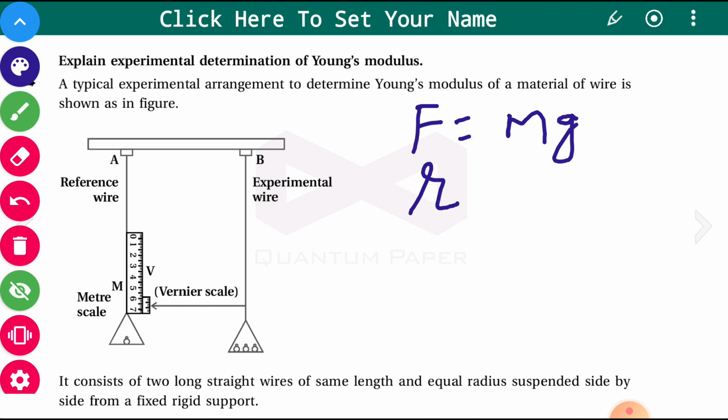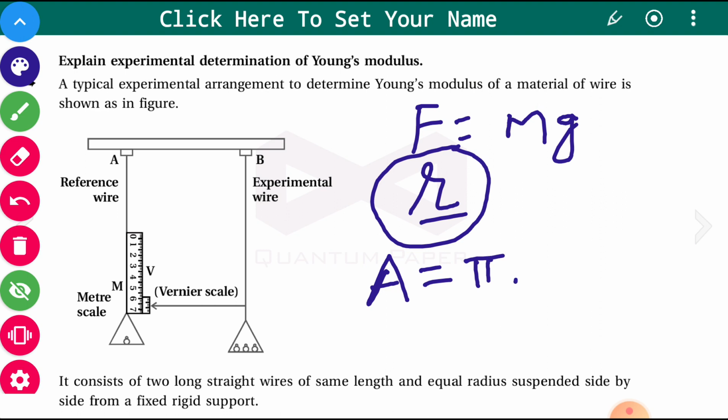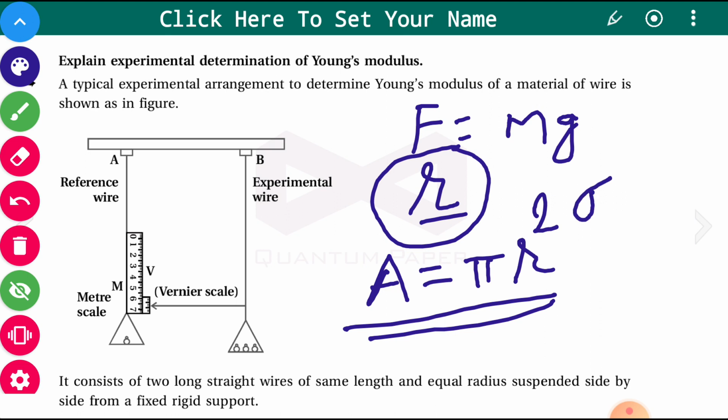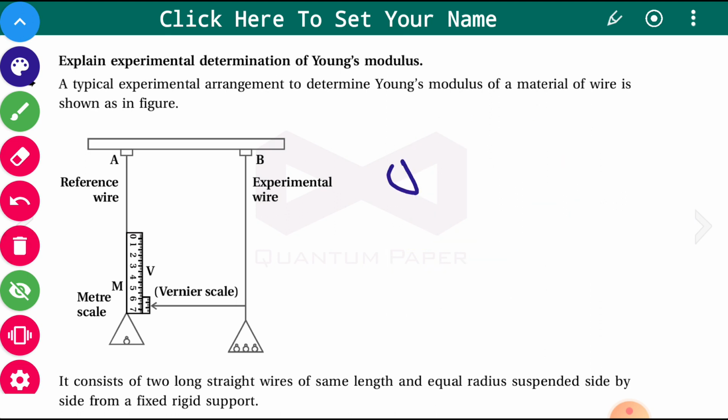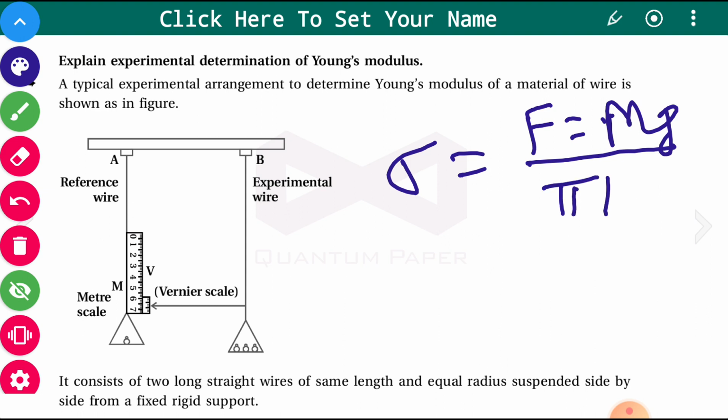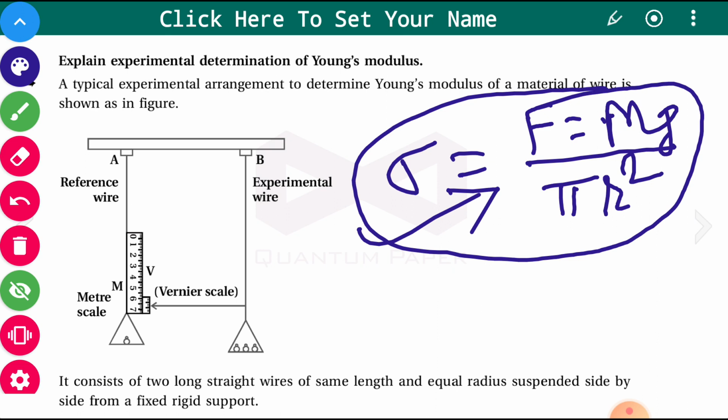The radius of the wire is already known to you. From this value of radius, you can find the cross-sectional area of the wire, as it has a circular cross-section, so its area will be pi r square. Then the stress sigma can be found. Stress sigma is the applied force, force is equal to mg, upon area, pi r square. So you can get the value of stress. Now you have the value of sigma.